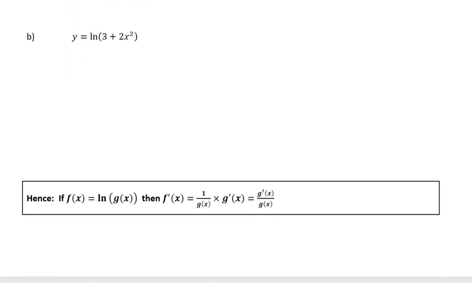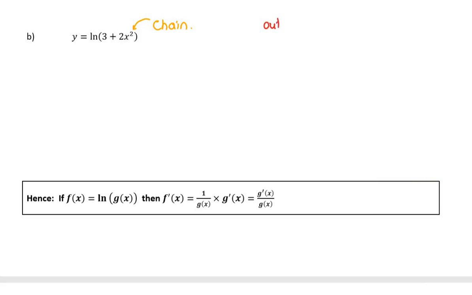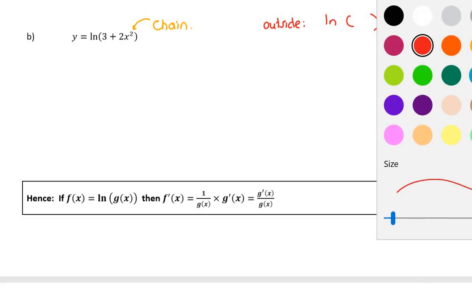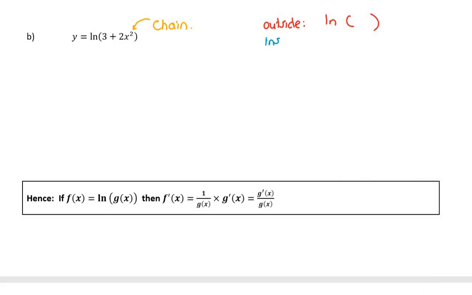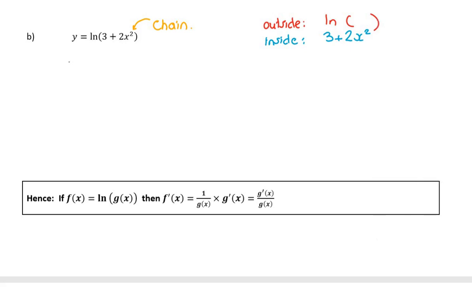Okay, let's look at question B. Now question B is a function that needs the chain rule, because this is ln of something. So I have an outside function, which is the ln. So my outside function is the fact that it's ln something. And then I've got an inside function, which in this case is 3 plus 2x squared. So ln of x is 1 over x, but the moment I make that inside just a little bit more interesting, then it's an inside function.